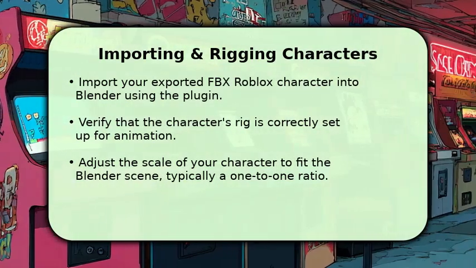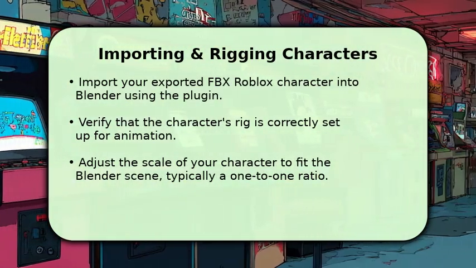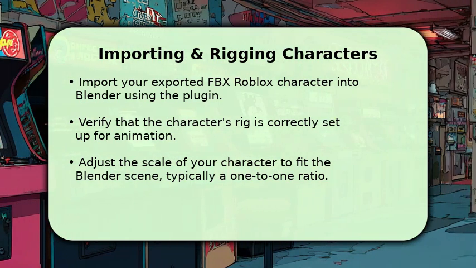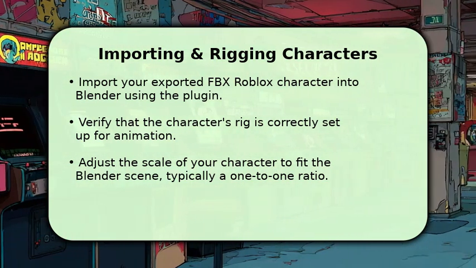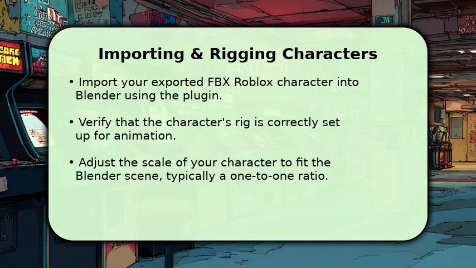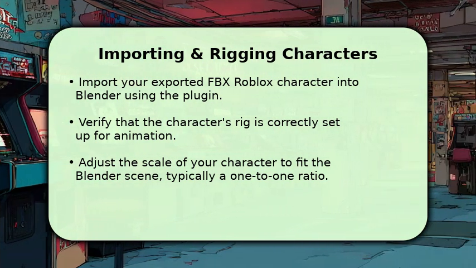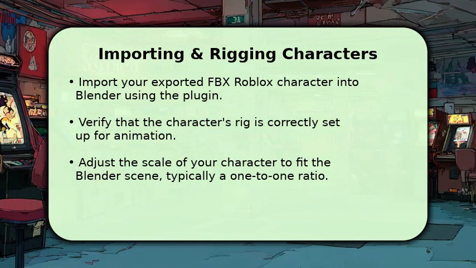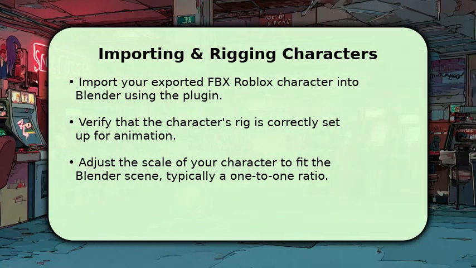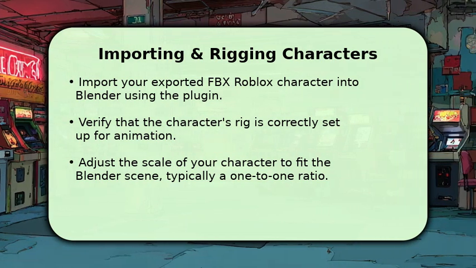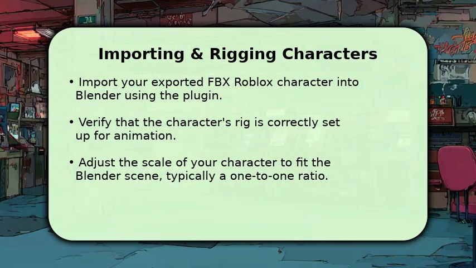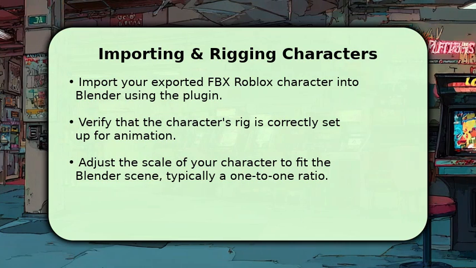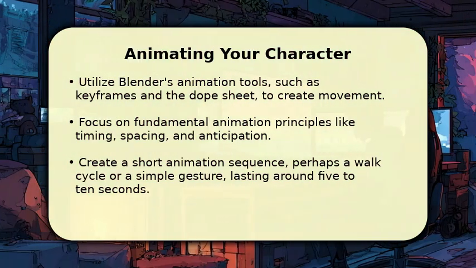Once Blender is ready, import your Roblox character using the Rig Exporter plugin. This step is vital for bringing your creation to life. Double-check that the character's rig is properly configured, ensuring all joints and bones are ready for movement. You might need to adjust the character's scale to match Blender's default units, often a 1-to-1 ratio, for optimal animation results. Now for the fun part, animating.